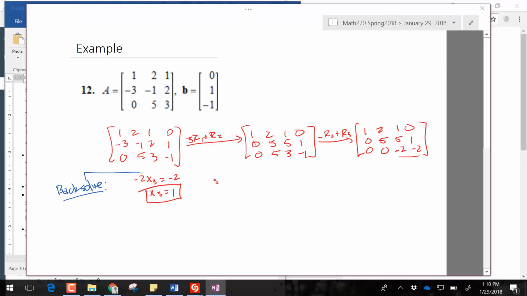So the next one we have 5x2 plus 5x3 is equal to 1. We know that x3 is equal to 1. And so we're just going to solve for x2. So 5x2 is equal to 1 minus 5, which is negative 4. x2 is equal to negative 4 over 5.